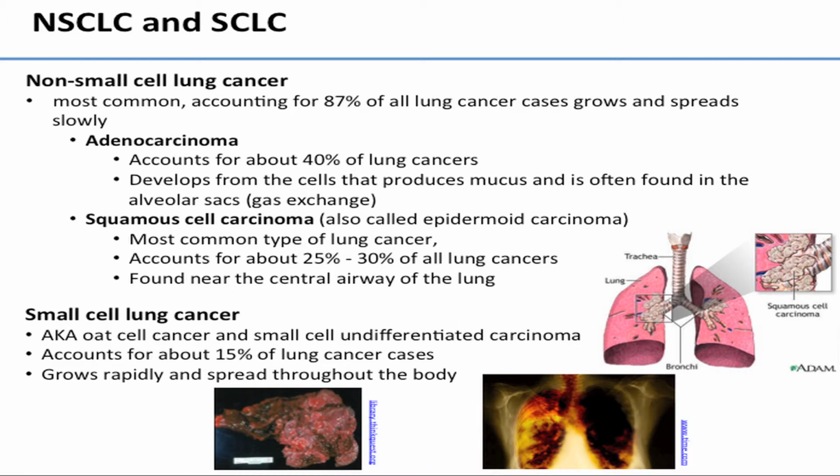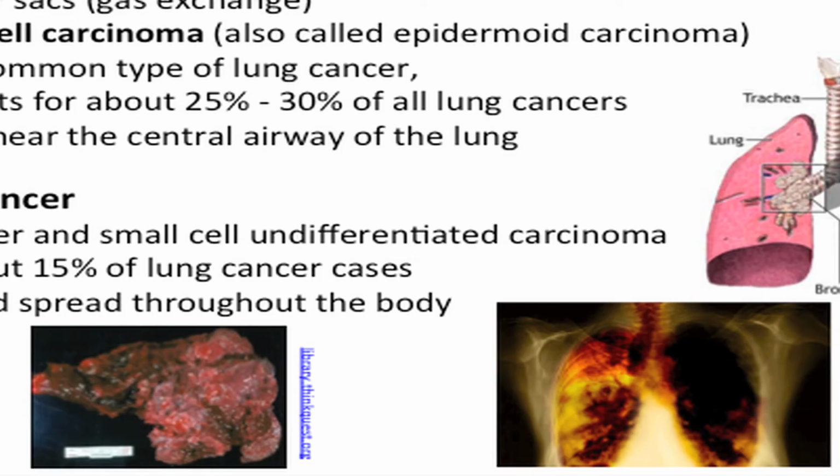So it's two types, the adenocarcinoma and squamous cell. This one here, adenocarcinoma, is found in the alveolar sacs, right at the end of the lung, which is where the exchange occurs. Basically, it's just like a big sac with blood that wraps around it, and carbon dioxide and oxygen is exchanged.